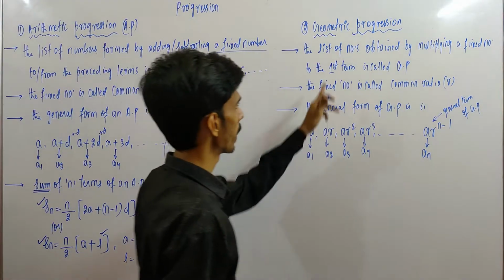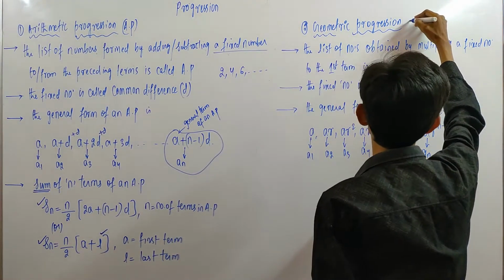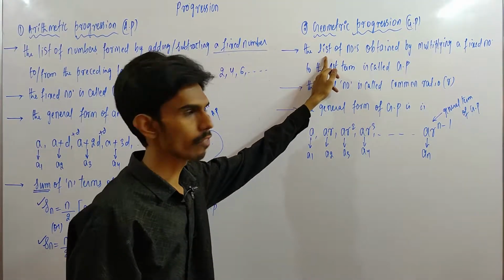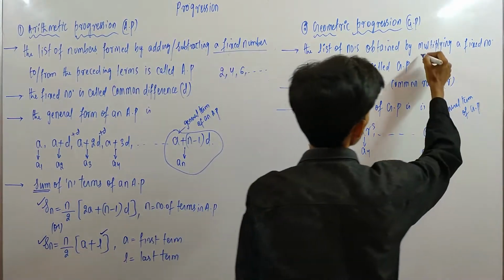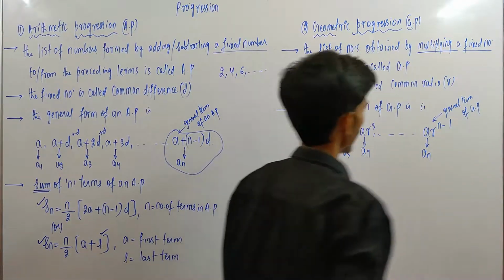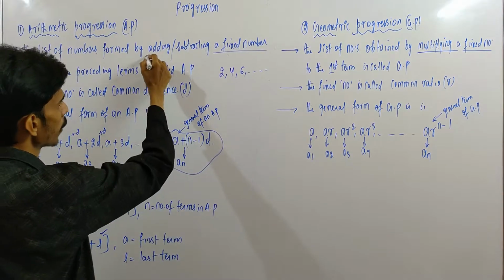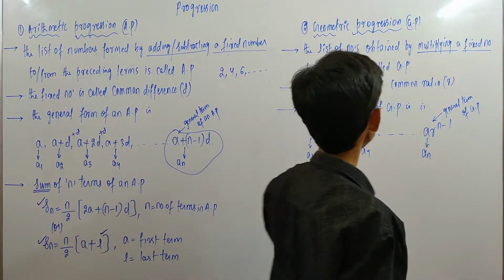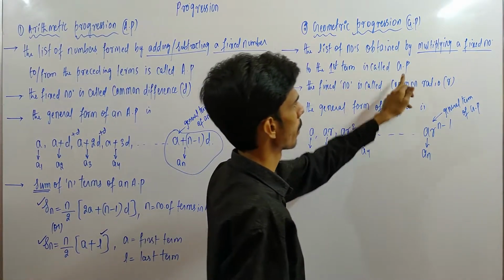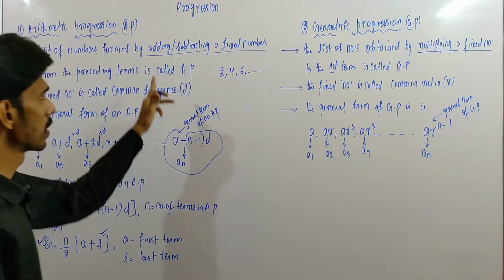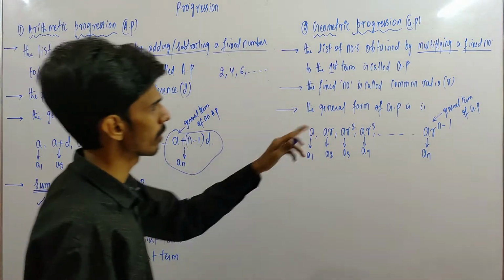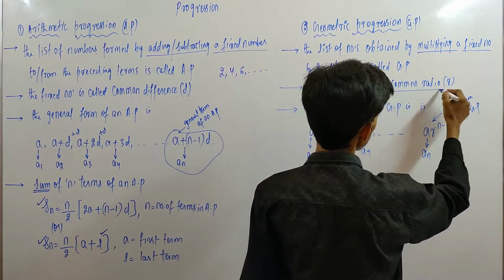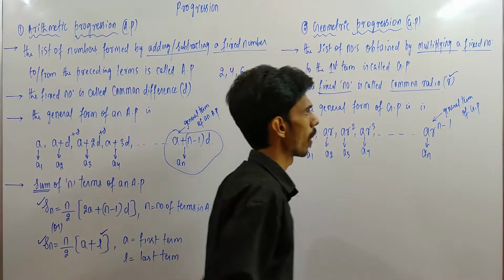Similarly, we have geometric progression. It is denoted with GP. Here also we have a list of numbers obtained by multiplying a fixed number. In arithmetic progression, we add or subtract a fixed number. In geometric progression, we will multiply a fixed number to the first term. That is called geometric progression. So here we have adding or subtracting, here we will multiply a fixed number. That fixed number is known as the common ratio, denoted by small r.